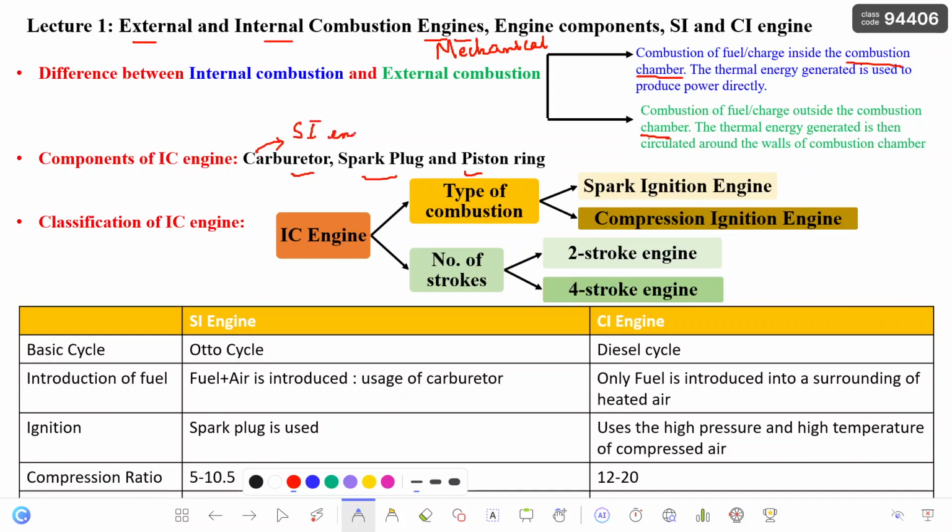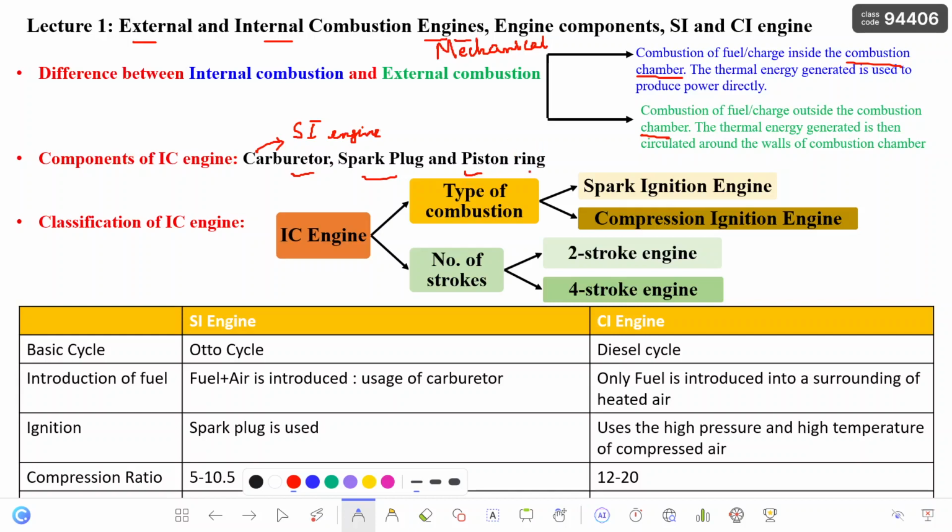Now what is an SI engine? It is a spark ignition engine. In a spark ignition engine, we ignite the fuel by using a spark. We have a spark plug which gives a particular amount of energy to the fuel, and that fuel is combusted.